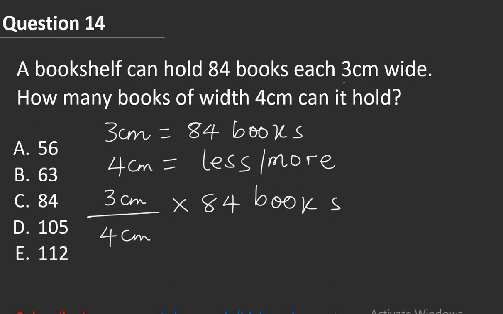84 books. Centimeters cancel centimeters. 4 here 1, 4 here 21. So 3 times 21 will give me 63 books. So the right answer is option B.